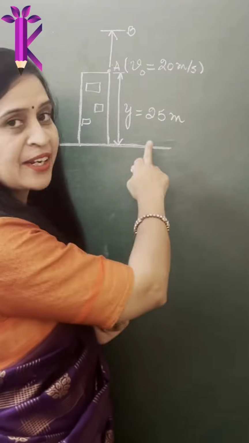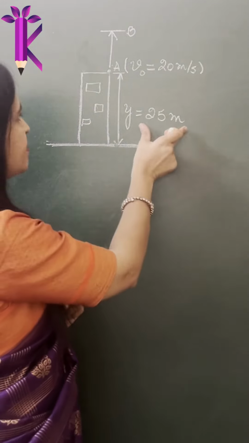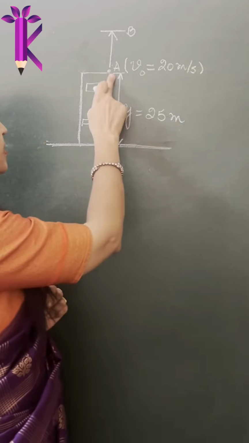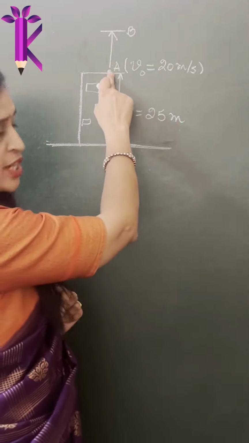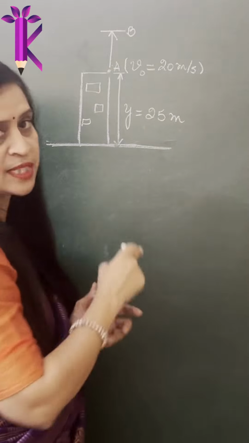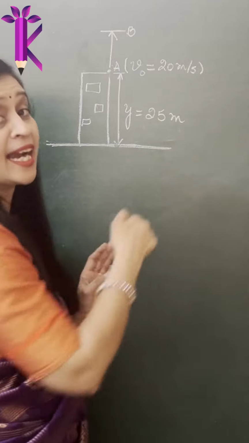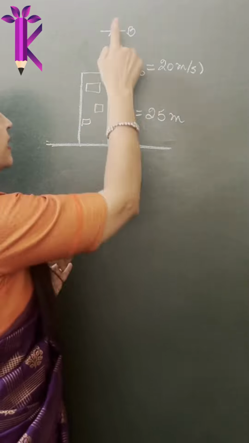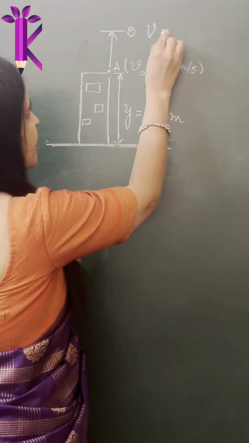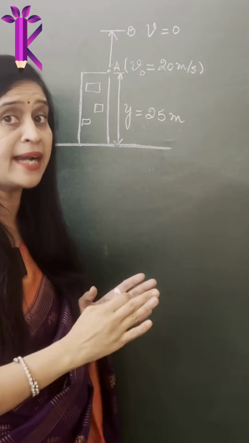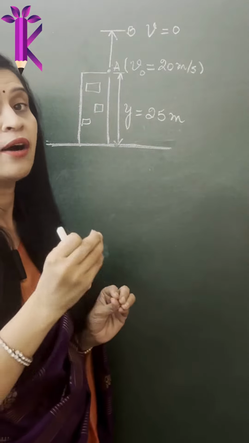So this is the scenario given. This is the building which is about 25-meter tall. Suppose this is the point of projection from where you project the ball in the upward direction, vertically upwards, with an initial velocity of 20 meter per second. And we know for a fact when it reaches the highest point, the final velocity will be zero. For a moment, it is going to be at a stop.